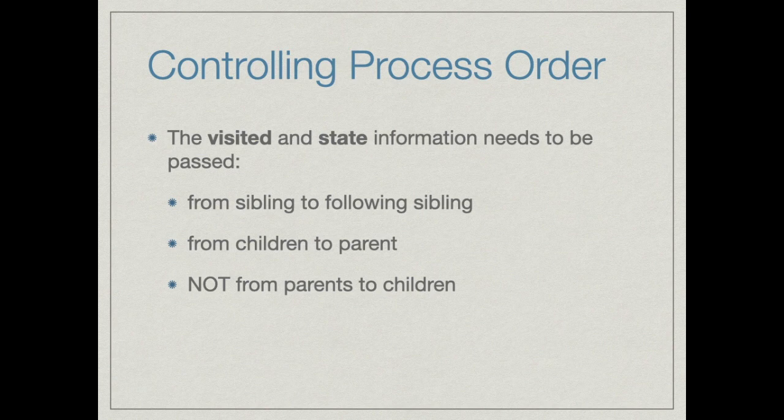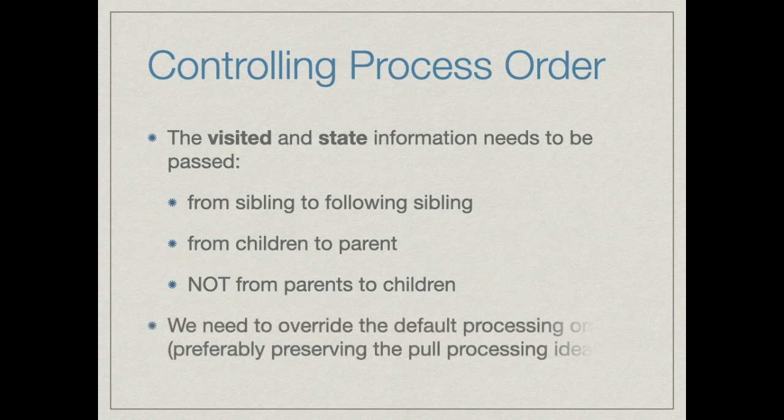Tunnel parameters then will only get you so far. They pass information down the descendant tree. We need to override the default processing order then, preferably doing so in a way that preserves the whole pool processing idea of XSLT.